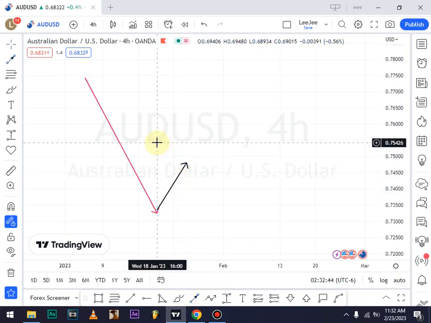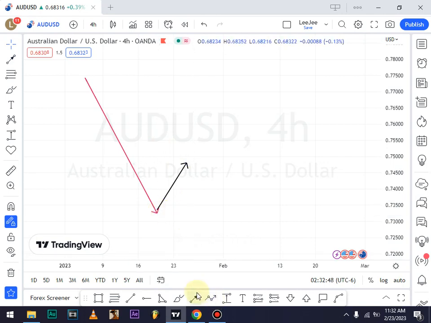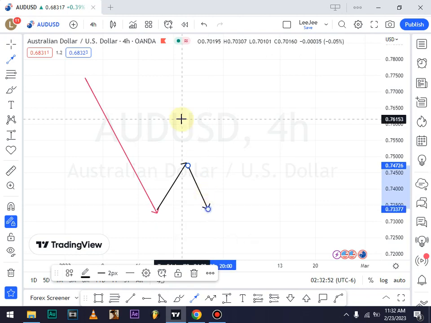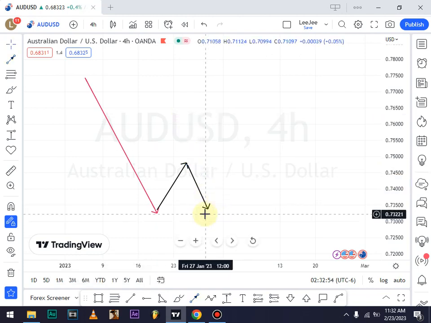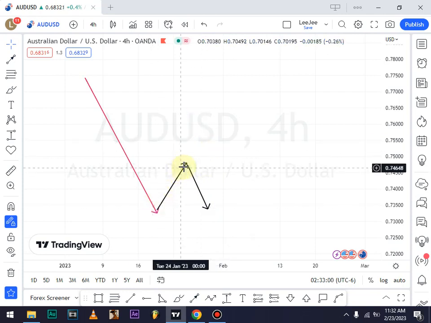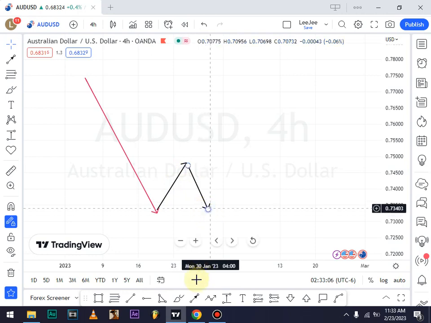Okay, but then you see we have another bounce. So that's the first bounce. Okay, that's the first low. So we have this new high, but then this is a low. Then we have the second low. This is the second price rejection.